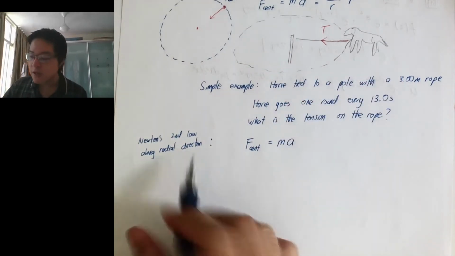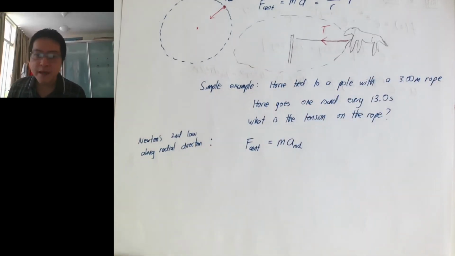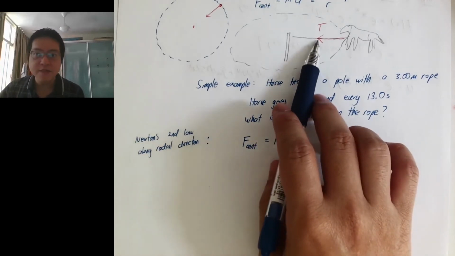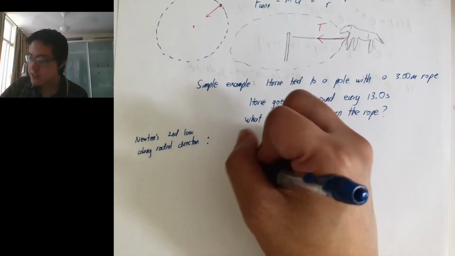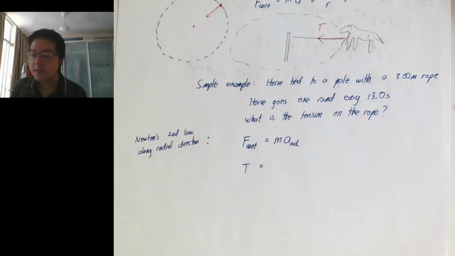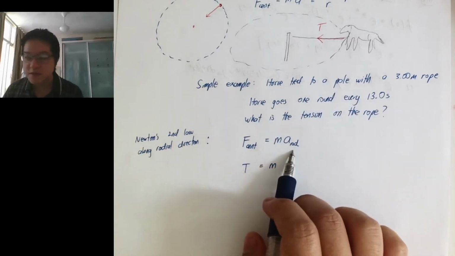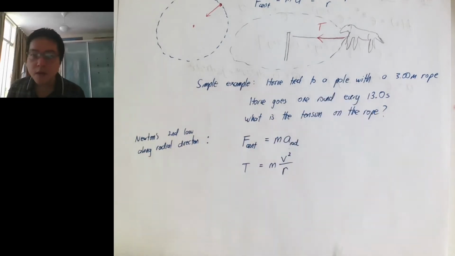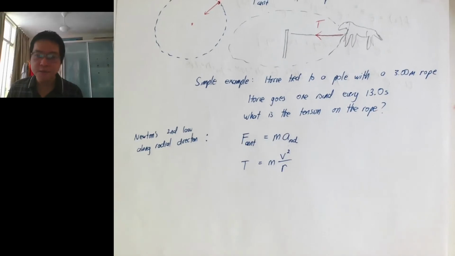If we are talking about the radial direction, we will take only the radial components. And since I want to emphasize a lot that centripetal force is not a new type of force by itself, for this problem, the centripetal force comes from tension T. And then you substitute m times the acceleration, right? So the radial acceleration is v squared over r. Okay, so that is the equation that we can apply.